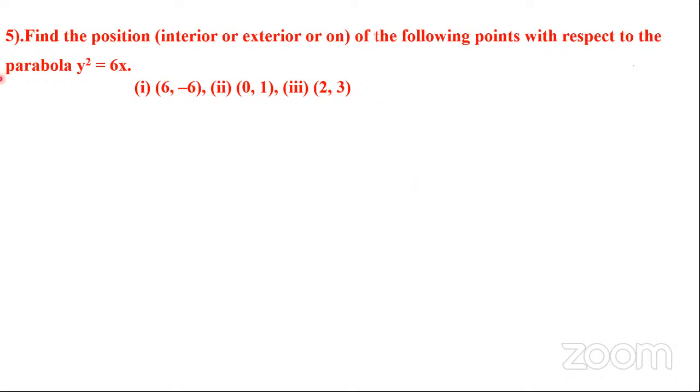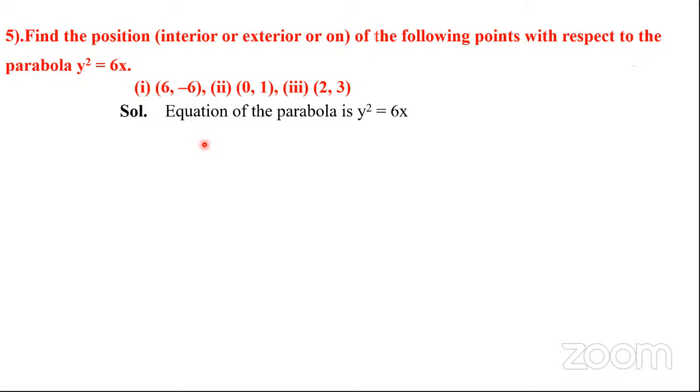Dear children, let us read the question. Find the position of the following points with respect to the parabola y² = 6x. Position in the sense whether the given points are interior or exterior or on the given parabola y² = 6x. The first point is (6, −6).